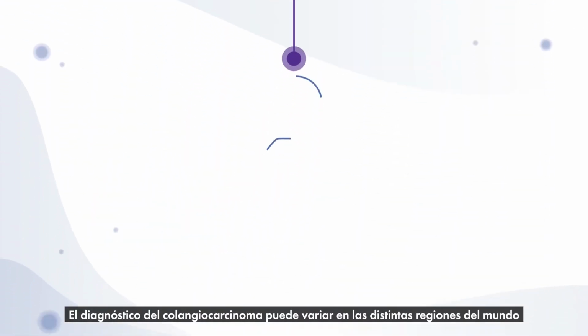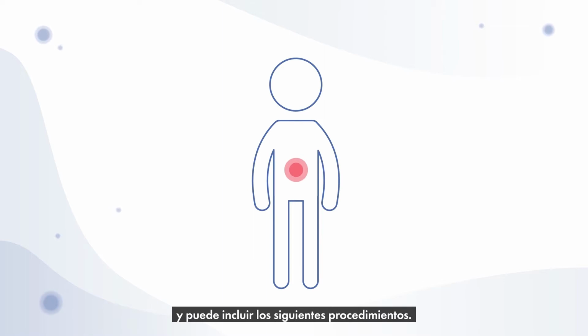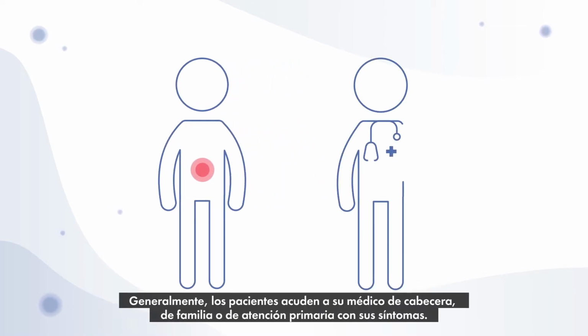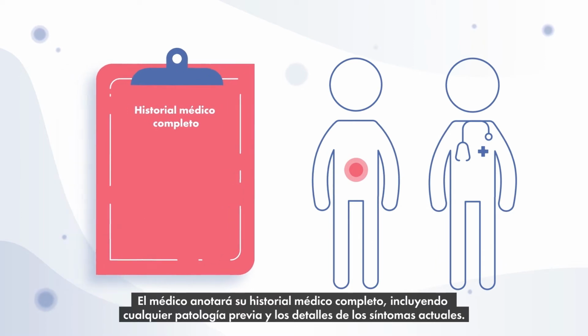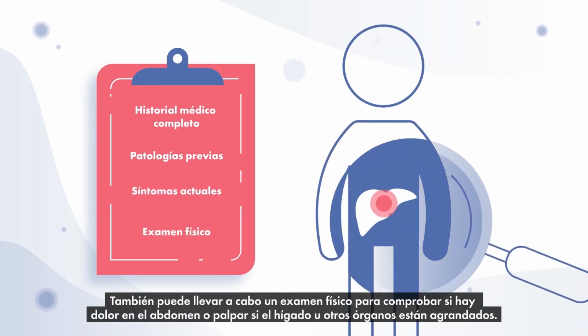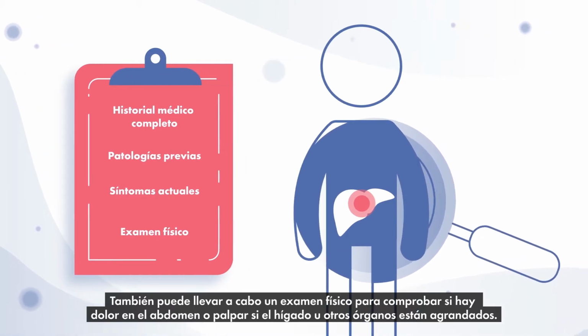Cholangiocarcinoma diagnosis may vary across different regions of the world and may include the following procedures. Generally, patients will go and see their GP or primary care or family physician with their symptoms. The doctor will take down a full medical history, including any previous medical conditions and the details of current symptoms. They may also carry out a physical examination to check for pain in the abdomen or to feel for enlargement of the liver or other organs.